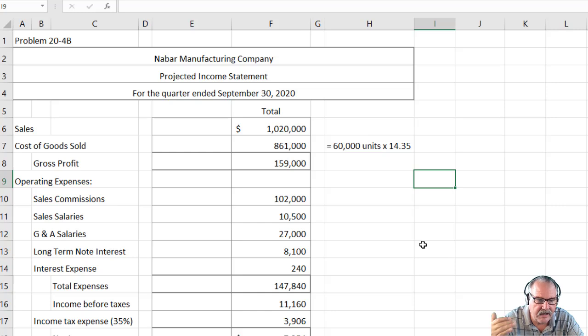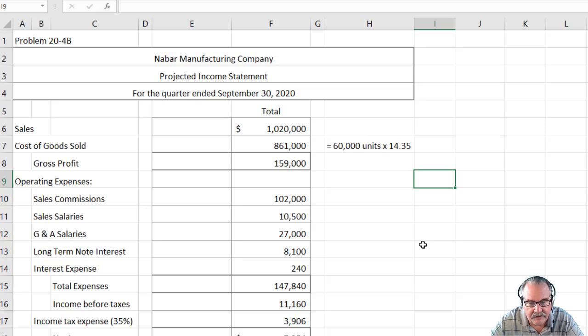We get our sales, G&A salaries, long-term interest on the note, and then the short-term interest that came from our cash plan. So our total expenses, $147,840. This is on an accrual basis. This also includes now everything that we went through. So our income before taxes is $11,160. When we subtract that from the $159 gross profit, we have income tax expense of 35%, which is $39.06. Net income is $72.54.